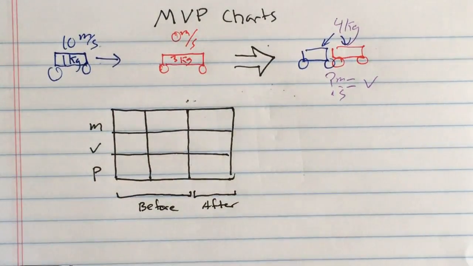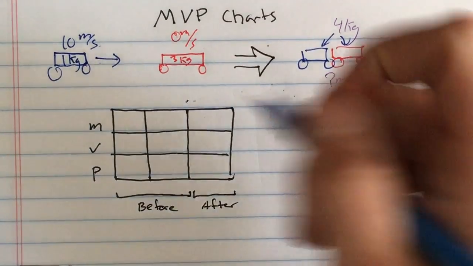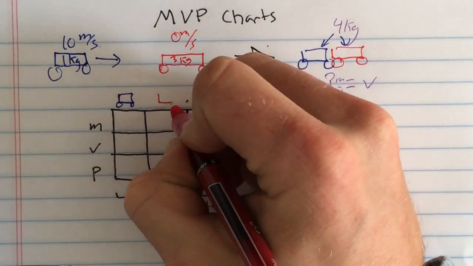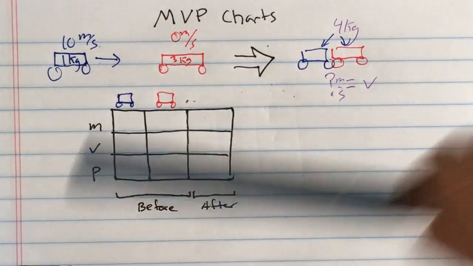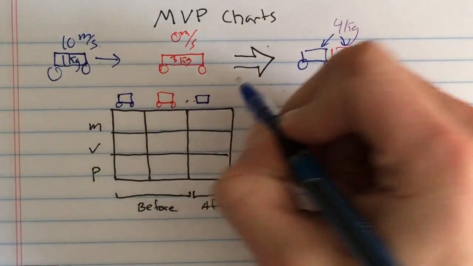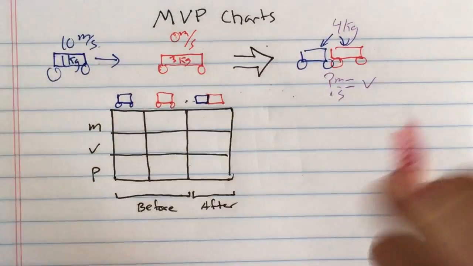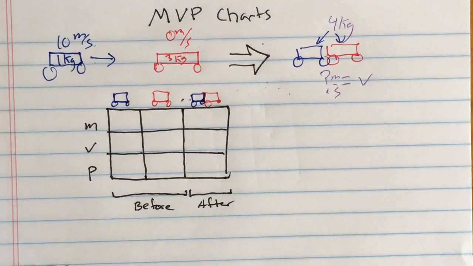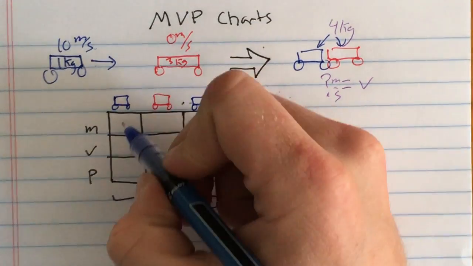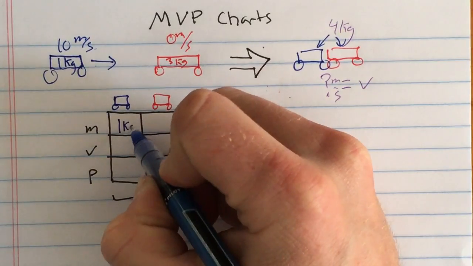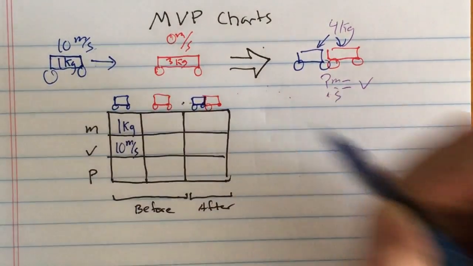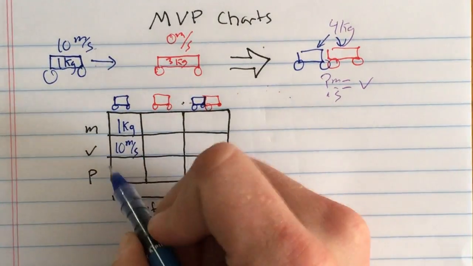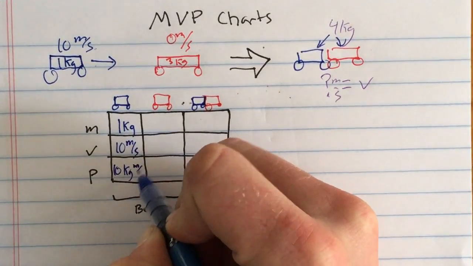Okay. The before had this blue car situation and a red car situation, and after they were connected, like that. The mass of the blue car was 1 kilogram, and it was going 10 meters per second, and the momentum was 1 kilogram times 10 equals 10 kilogram meters per second.